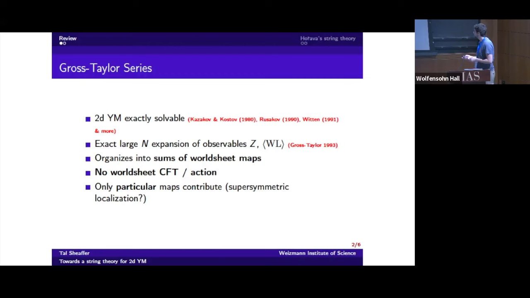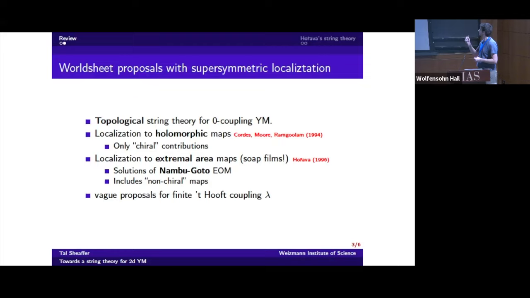So one proposal from the 90s by Moore and friends was to localize to holomorphic maps, but that only accounts for the so-called chiral contributions to the 2D Yang-Mills observables. The non-chiral contributions are a little ill-behaved. So Horava proposed the theory that localizes to extremal area maps, solutions of the Nambu-Goto equation. In other words, basically a theory of soap films. And that includes all of the maps that are implicit in the Gross and Taylor expansion.